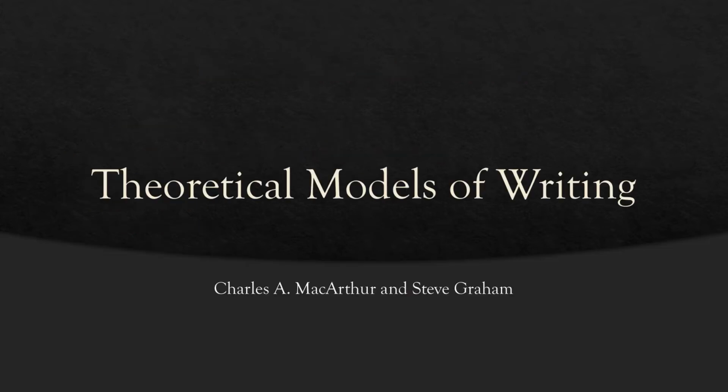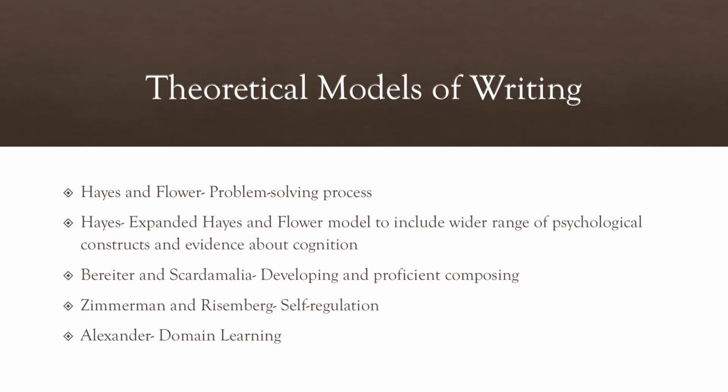Okay, so now that we have that background about where all this is coming from, let's talk about the theoretical models of writing. The first model is the Hayes and Flower problem-solving process. Then Hayes expanded on that model to include a wider range of psychological constructs and evidence about cognition.